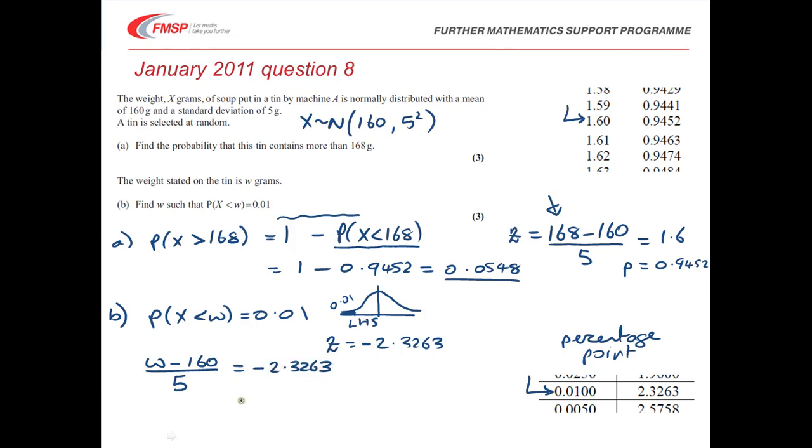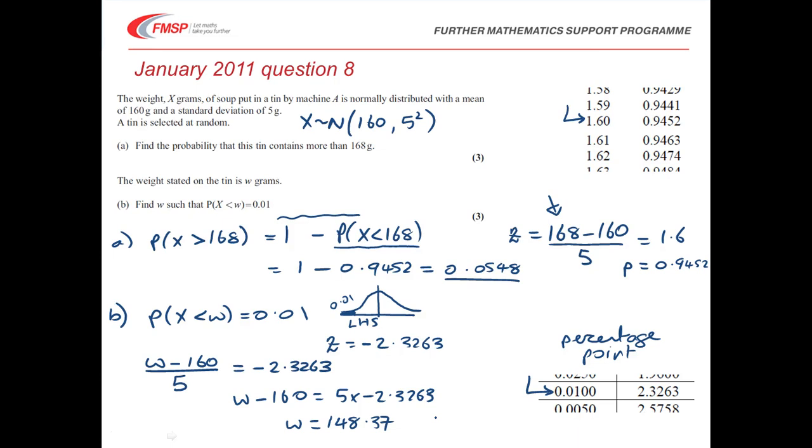So multiplying that all through and tidying it up, we're going to get W minus 160 is equal to 5 times minus 2.3263. Taking over the 160 and adding it is going to give me 148.37. So this, again, is a 3-mark question.